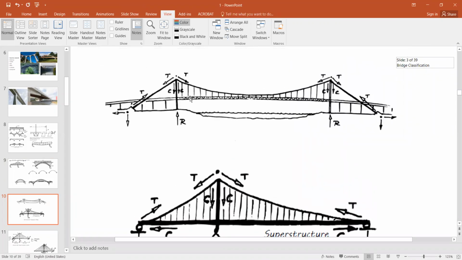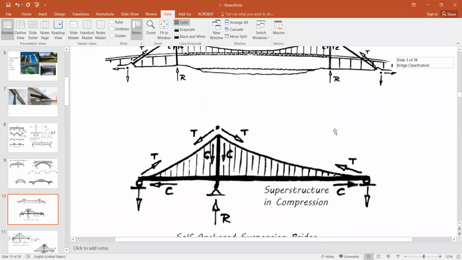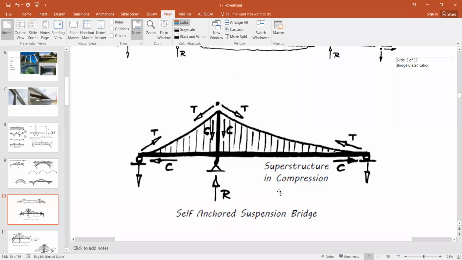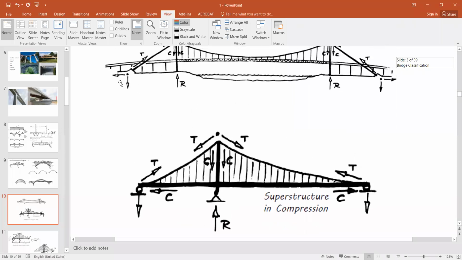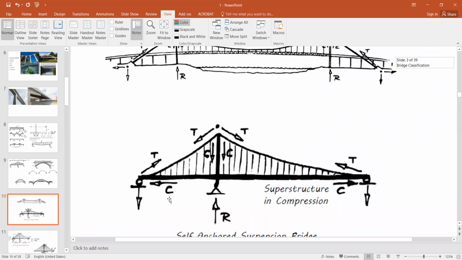The load is transferred from the deck to the suspension cables, and these suspension cables transfer the load to the anchorage system, and the vertical component is transferred to these pylons or columns. This is another variant of the suspension cable system. This is a self-anchored suspension system in which these anchorages are not given, and the deck acts as an anchorage, just like the tied arch. So the horizontal component is transferred to the superstructure.